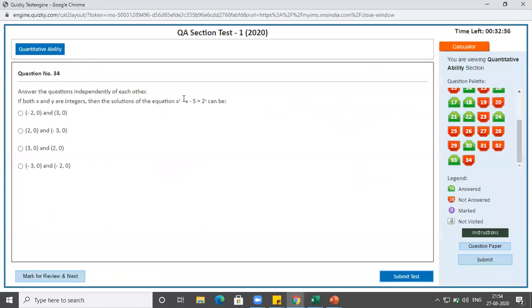Then 3 is 9 minus 3, 6 minus 5, 1, equal to 2 raised to the power 0. Okay, this seems to be right. Let's check further. Then 2, which we have rejected already. Then minus 3 and minus 2. Minus 2 we saw was an option. Minus 3 is going to be 9 plus 3, 12. No. Option A is the answer.